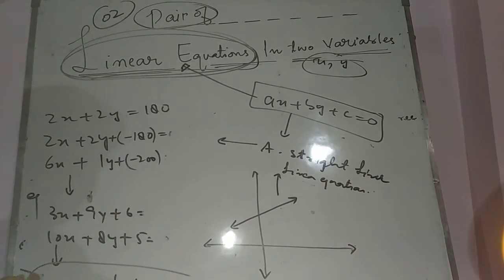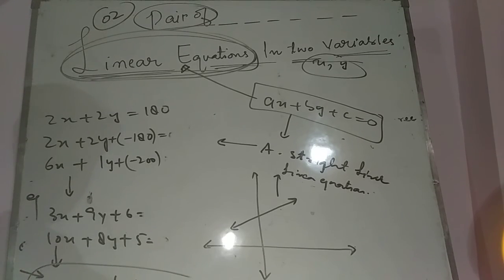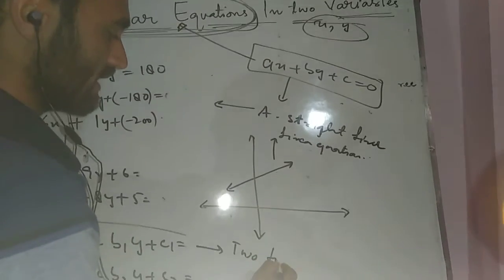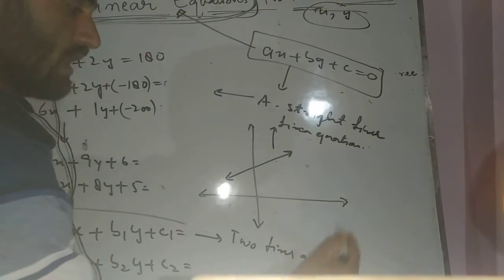But this is a pair of linear equations in two variables. Therefore, it will represent two lines in a plane.